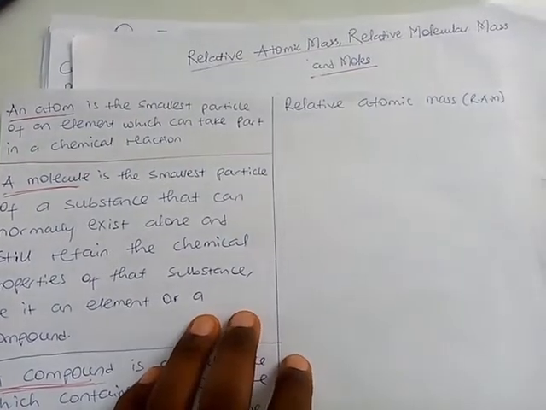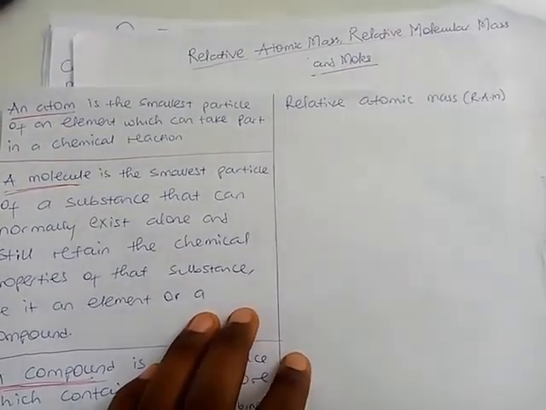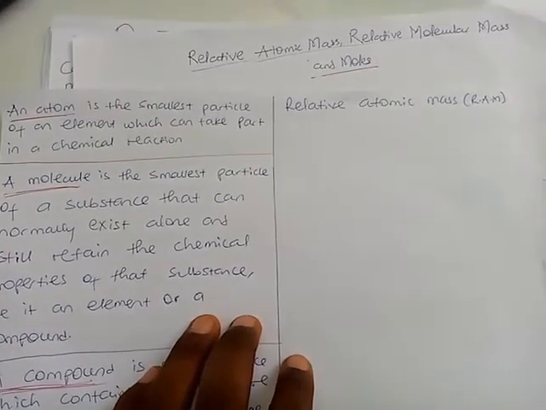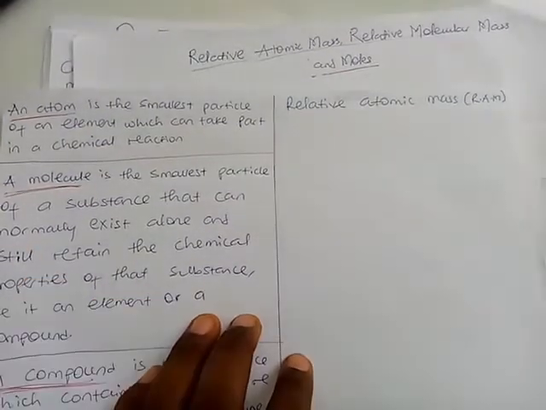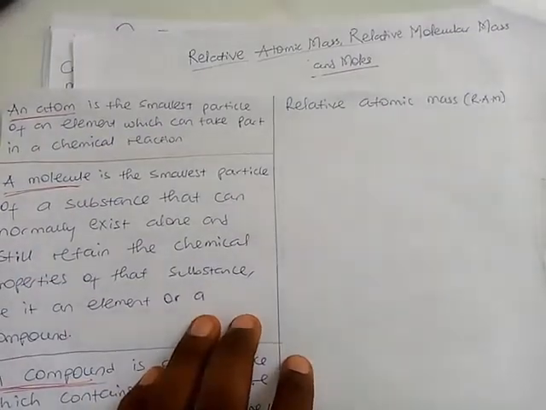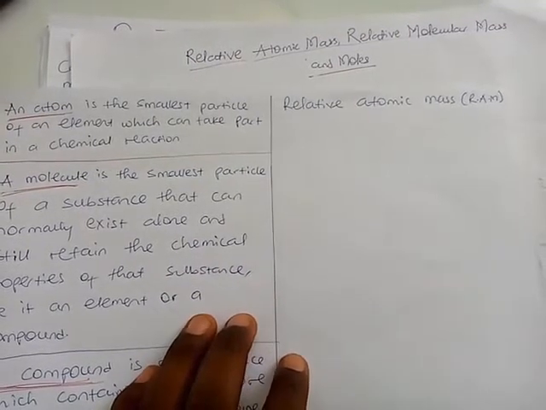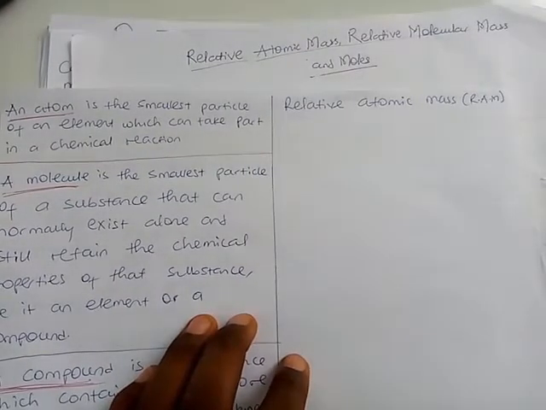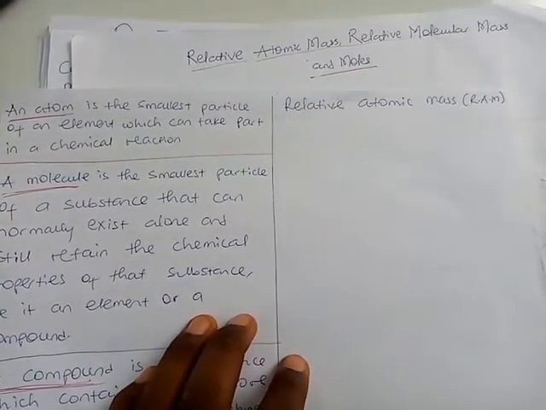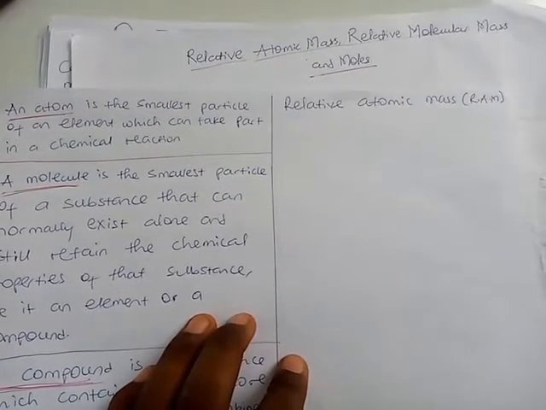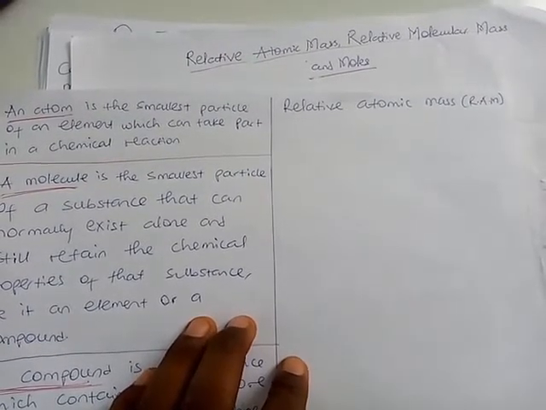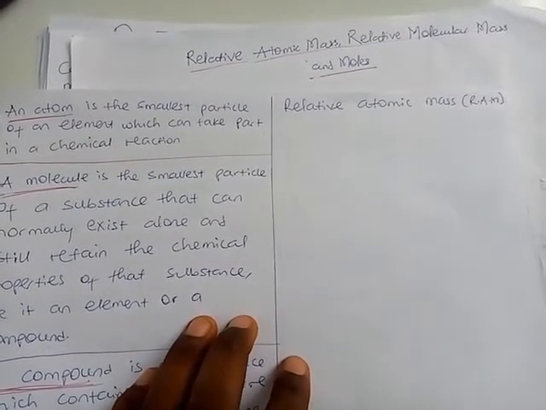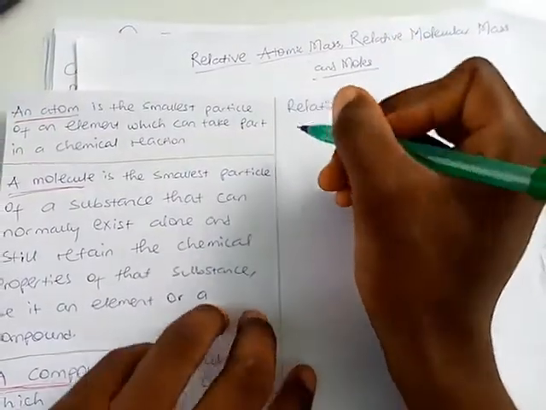So we know that elements are made up of atoms. We have atoms of sodium, atoms of calcium, and each of those atoms has a particular mass. Now, when we say relative, from the definition I gave, we begin to compare the mass of an atom of that element with 1/12 of the mass of one atom of carbon 12. So let me put down the definition.